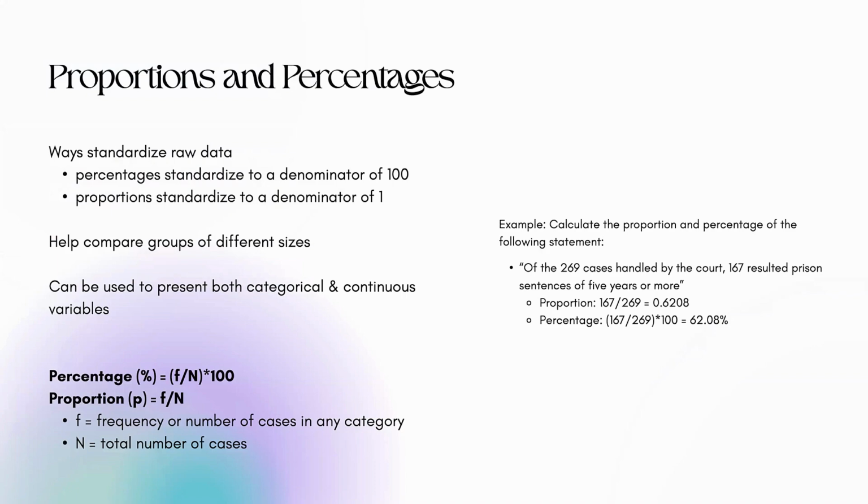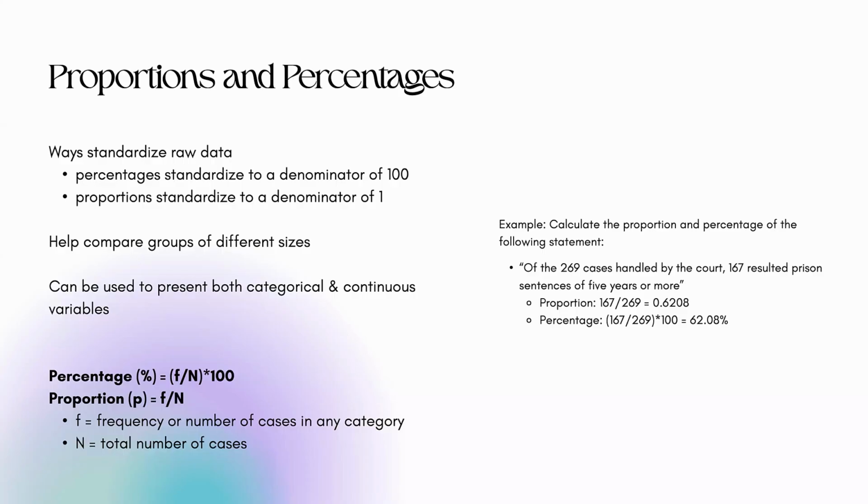Proportions and percentages. These are ways that we can standardize our various values from our data. So percentages are standardized to a denominator of 100. You've heard that things are out of 100%. And then proportions are standardized to a denominator of 1. They allow us to compare groups of different sizes, and you can use these calculations for categorical and continuous variables, so ordinal, nominal, interval, and ratio variables. So percentage is the number of cases over n times 100. Proportion is the number of cases over n. Right?